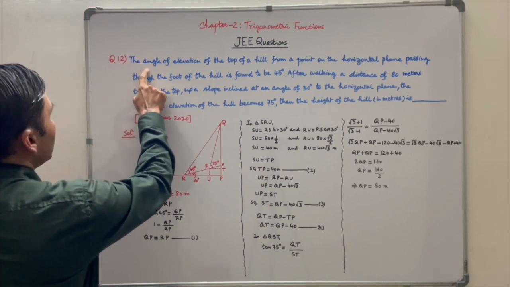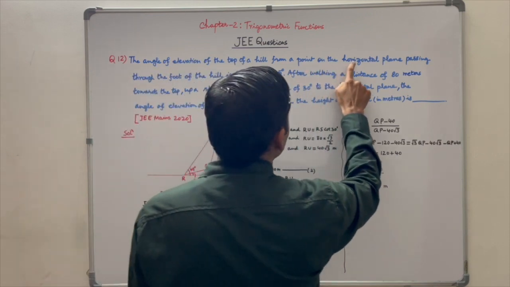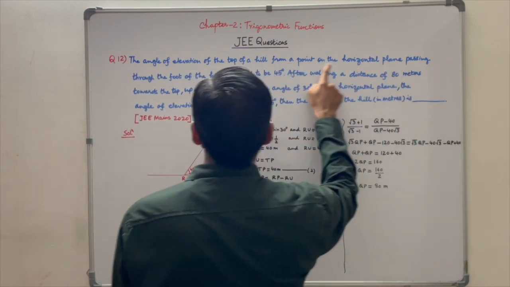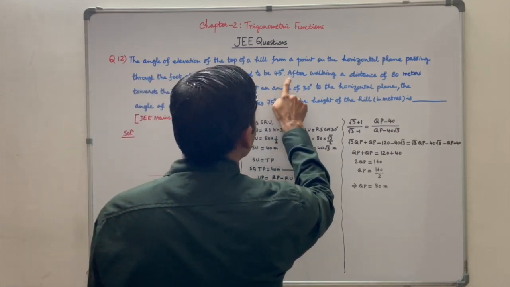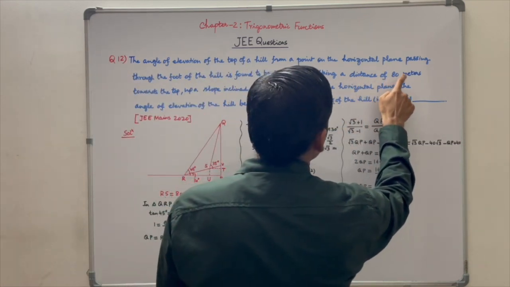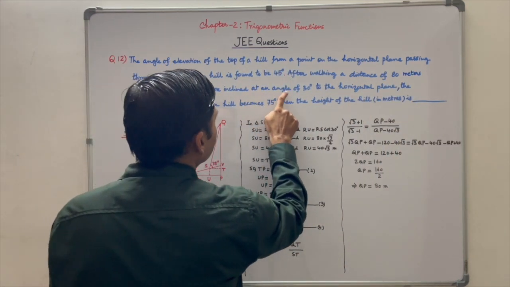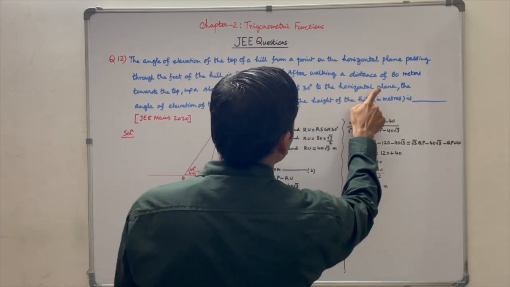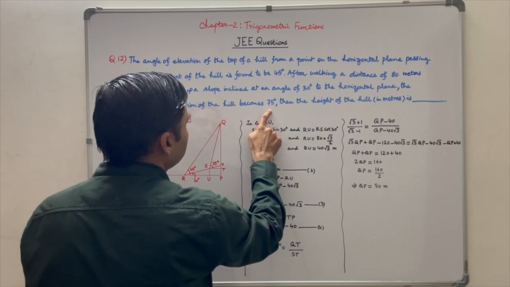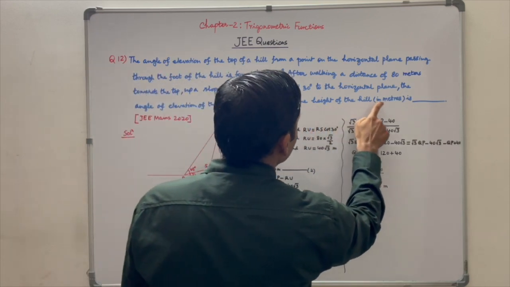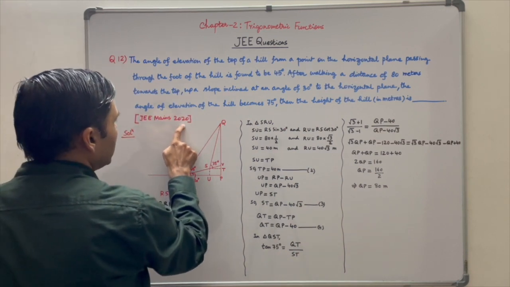Last question. The angle of elevation of the top of a hill from a point on the horizontal plane passing through the foot of the hill is found to be 45 degrees. After walking a distance of 80 meters towards the top, up a slope incline at an angle of 30 degrees to the horizontal plane, the angle of elevation of the hill becomes 75 degrees. Then the height of the hill in meters is. This question appeared in JEE Mains 2020.